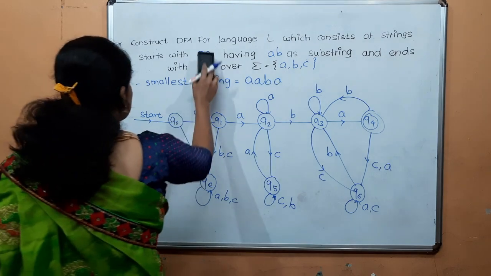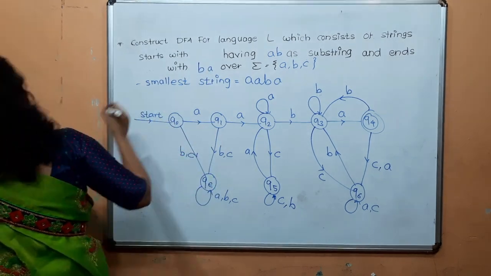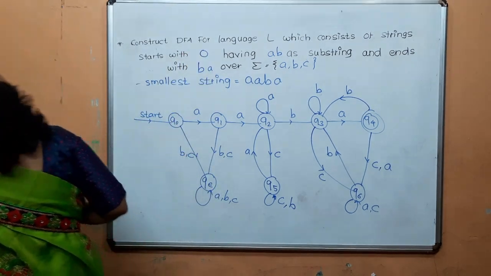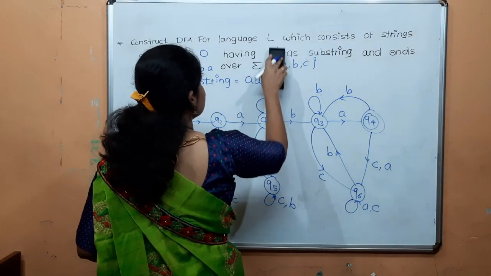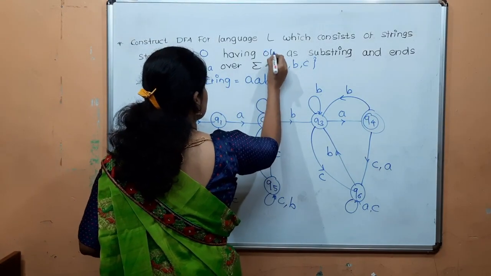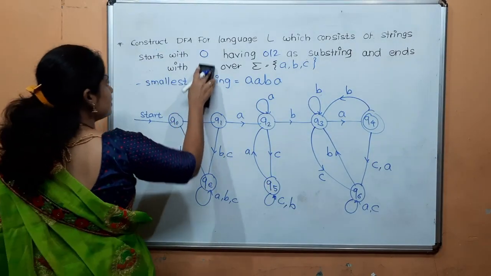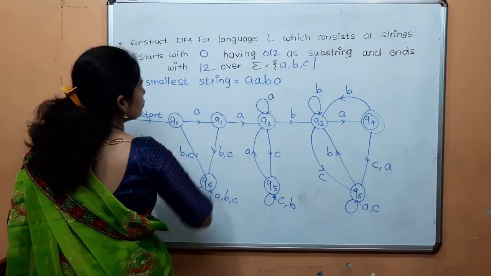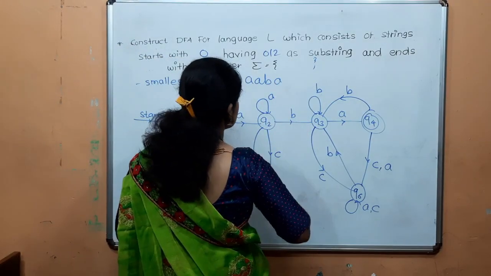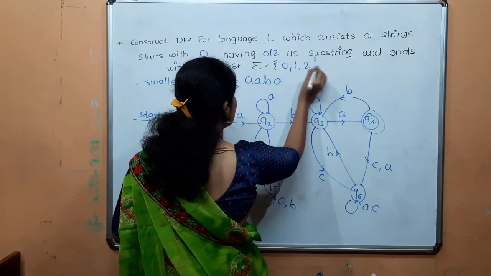Next example is that starts with 0, having 0, 1, 2 as a substring and ends with 1, 2, over the alphabet 0, 1, 2.